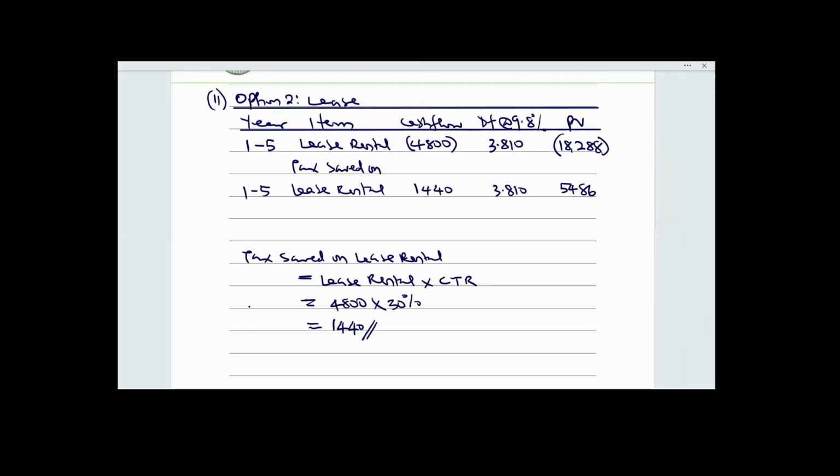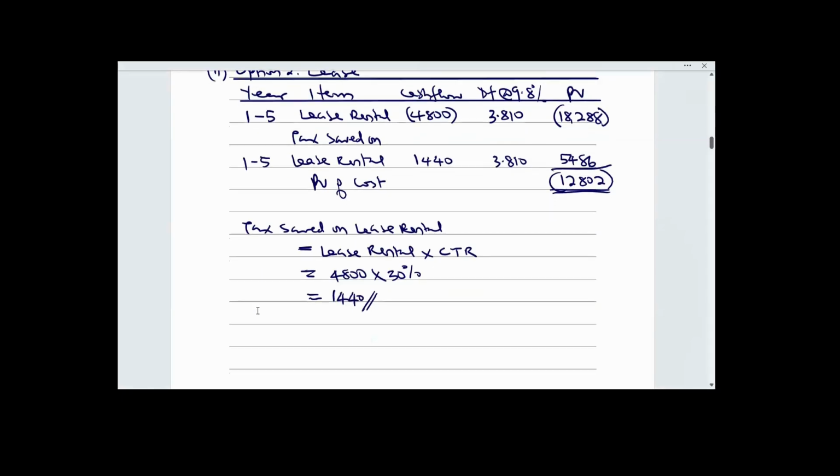So the final answer would then be 18,288 minus 5,486 equals 12,802. That's the present value of cost under lease. So that's option 2.